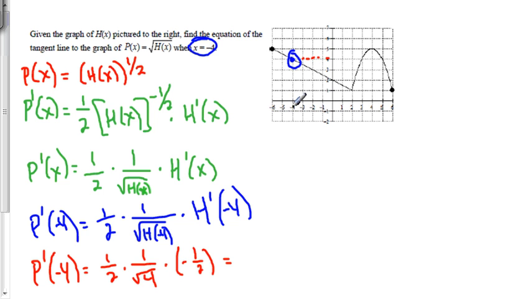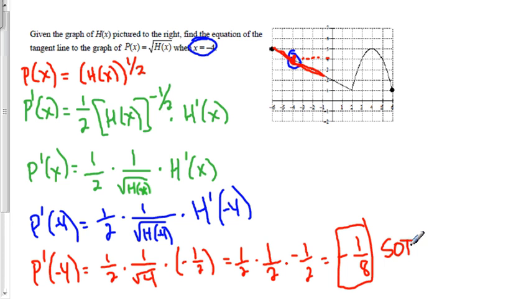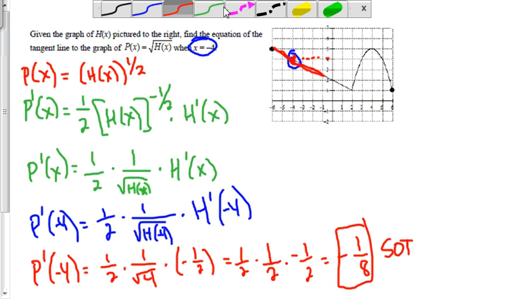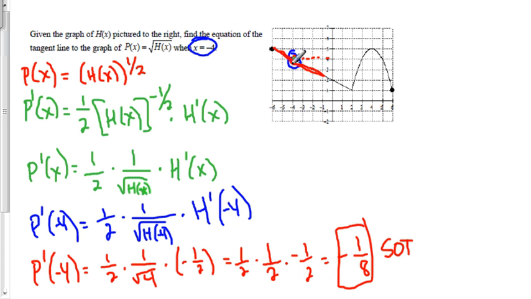So h of negative 4, what's the y value when x is negative 4? Hey, it's 4, so it's 1 over the square root of 4, with the 1 half coming down. Square root of 4 is 2, so it's 1 half. And then the slope of the tangent line at x equals negative 4, hey, it's down 1 over 2, so it's negative 1 half. And when I do all that, I get negative 1/8 for my slope of the tangent line.